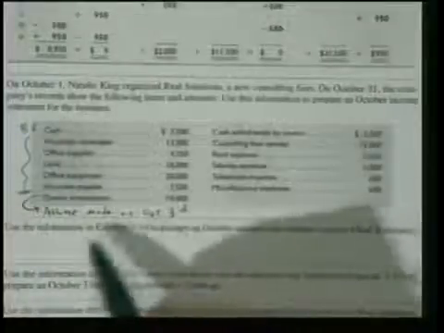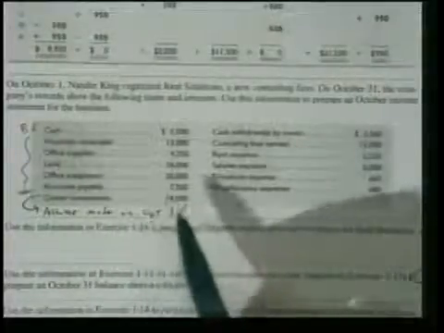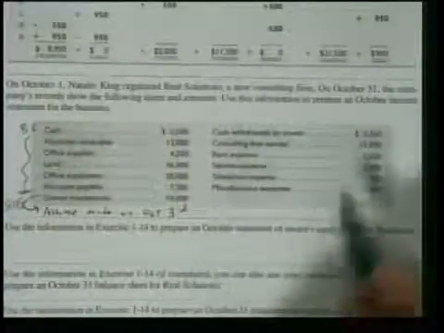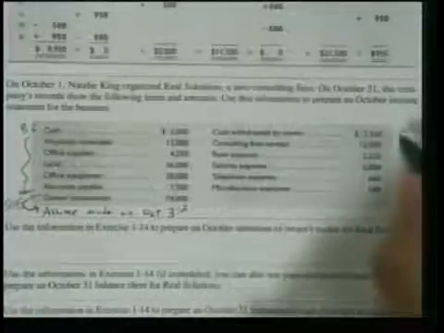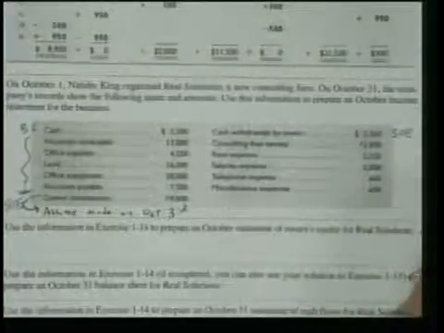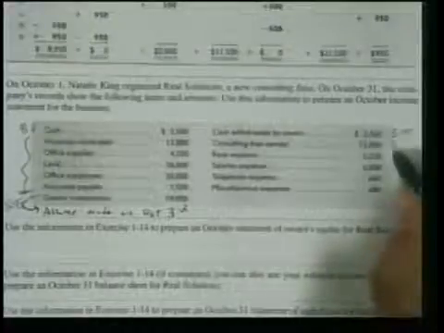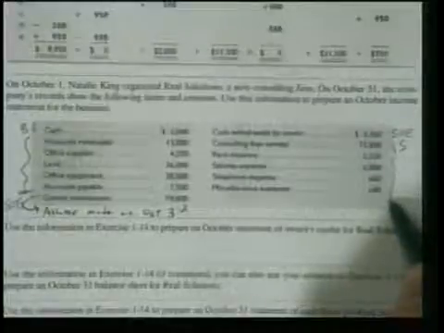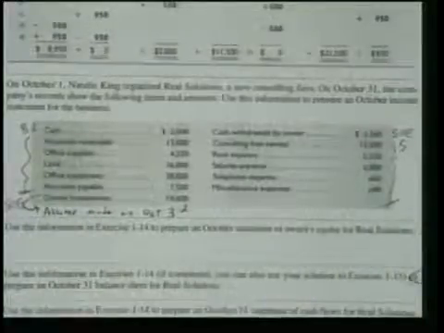Now, owner's investments, and let's assume those were made on the 2nd or the 3rd of October. That would go on what? The statement of owner's equity. Okay? What about the cash withdrawals by owner? Statement of owner's equity, correct? Consulting fees earned, that's another term for revenues. That goes on the income statement, as does rent expense, salaries expense, telephone expense, miscellaneous expense. Okay? Those all go on the income statement.